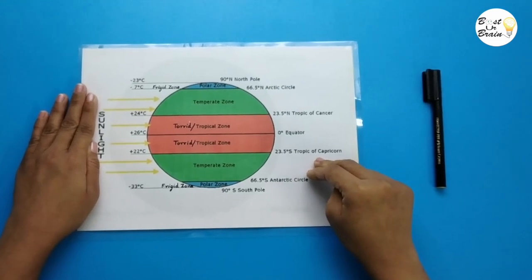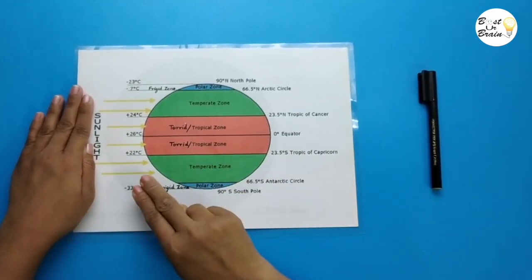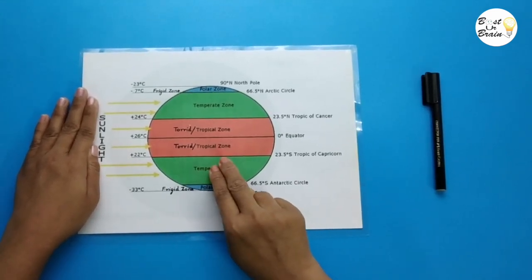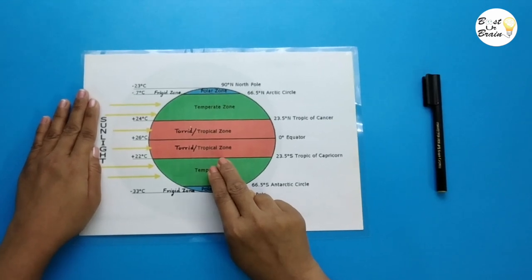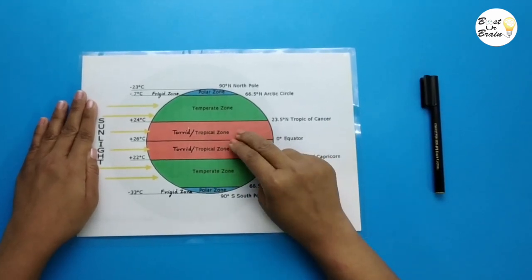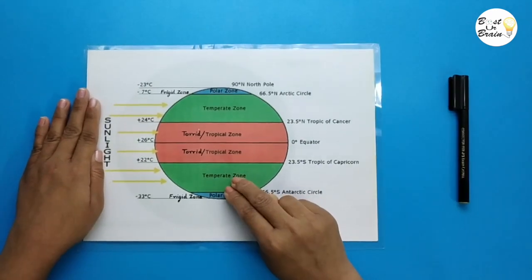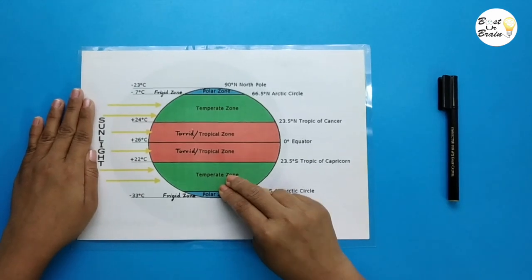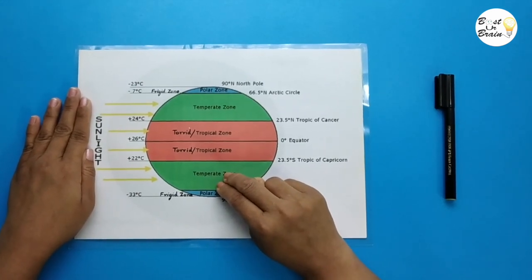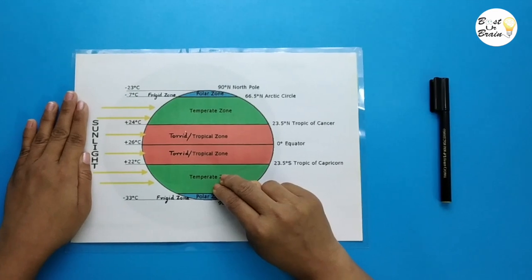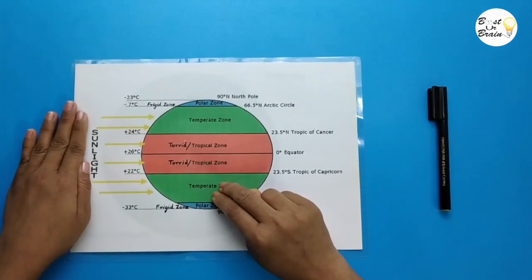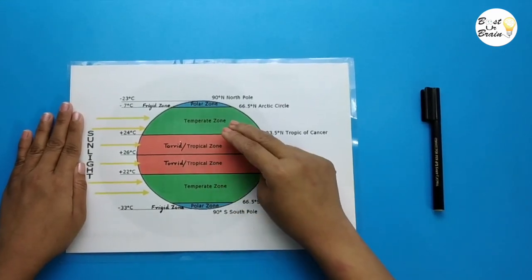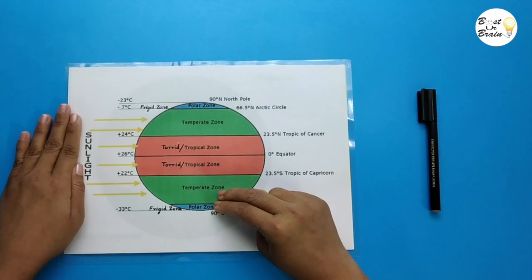The temperate zone receives slanted rays of the sun, so this region receives less amount of heat as compared to the torrid zone. Temperate zone experiences warm summer and cold winter. The countries that fall in the temperate zone have 4 distinct seasons: summer, autumn, winter and spring. It is the largest among all the climatic zones.